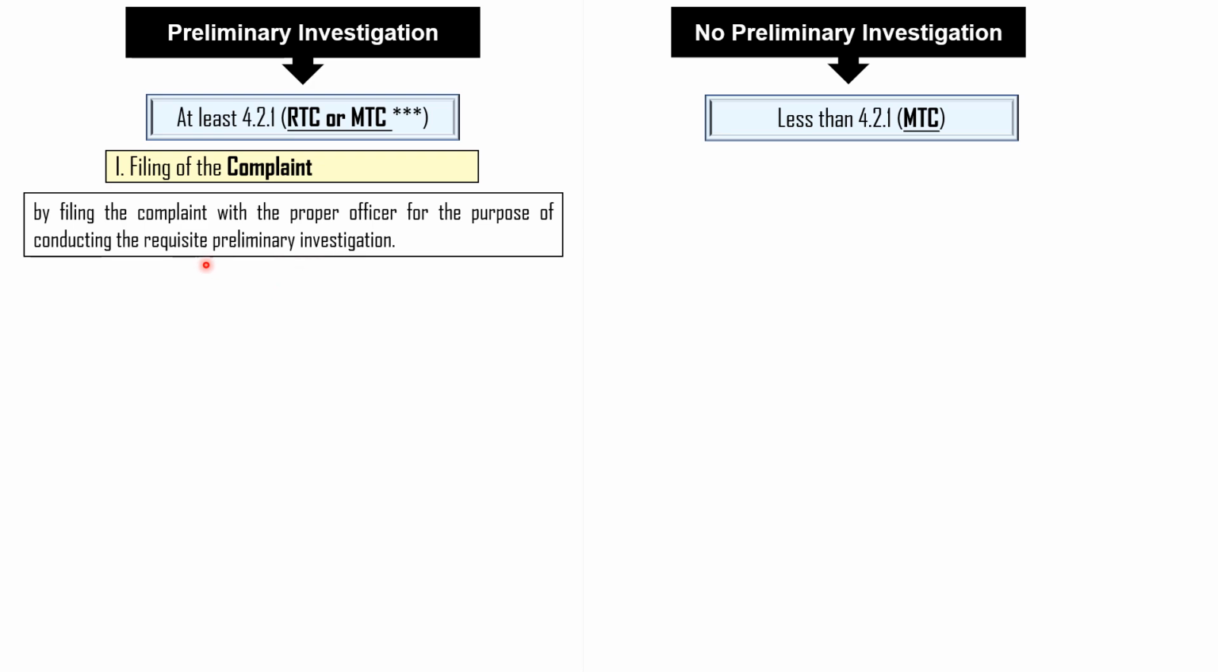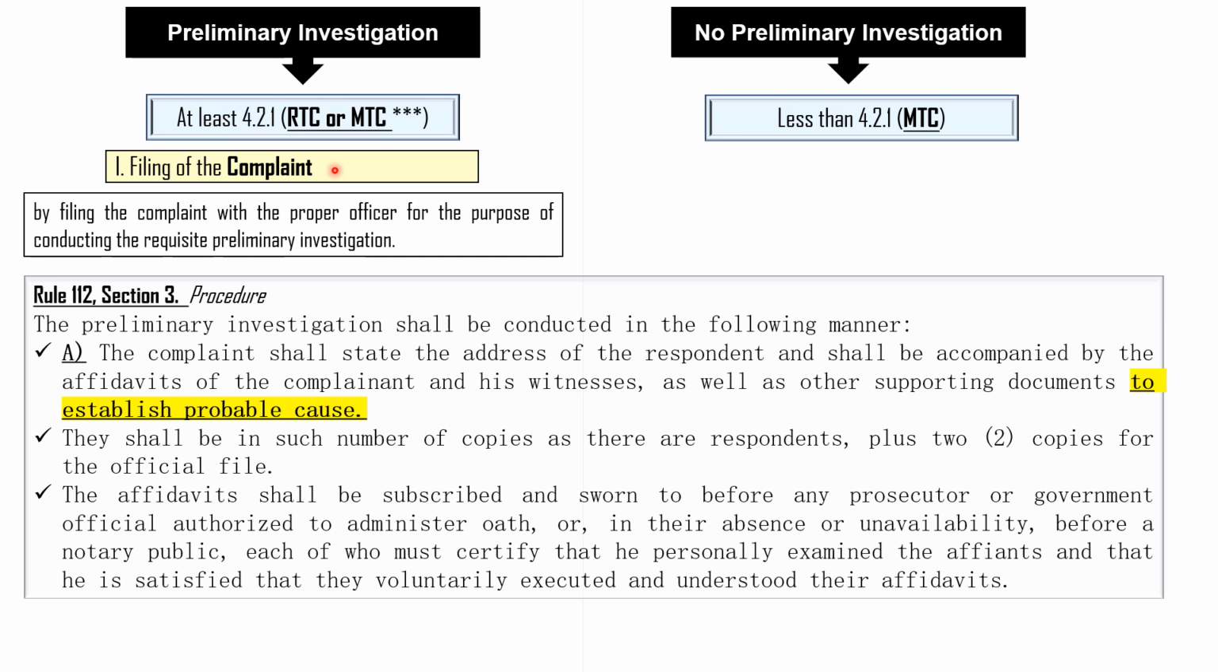What is the requirement of the law if you're going to file your complaint? The requirement under Section 3 of your Rule 112, that is your letter A, is your complaint should state the address of the respondent. This is very important because later on, if the investigating officer decides to issue a subpoena, then how can you issue a subpoena if you do not know the address of the respondent? And together with your complaint is if you have witnesses, their affidavits, and if you have other evidence to support your claim, then you should already attach that to your complaint.